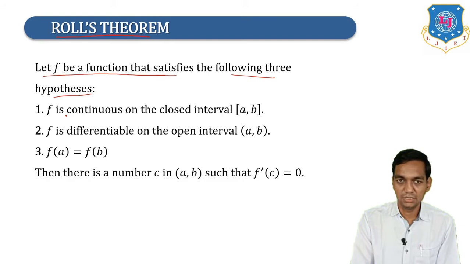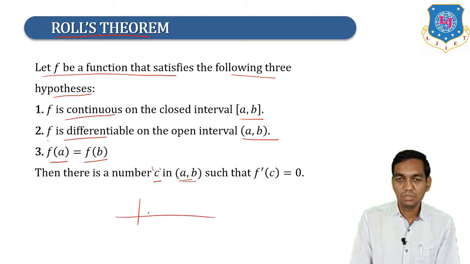Hypothesis, that means conditions. First one, f is continuous on the closed interval [a, b]. Second, f is differentiable on the open interval (a, b), and the values of f(a) and f(b) are the same. Then there exists a number c in the open interval (a, b) such that f'(c) is equal to 0.